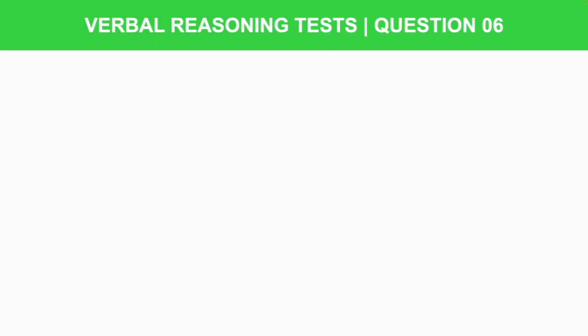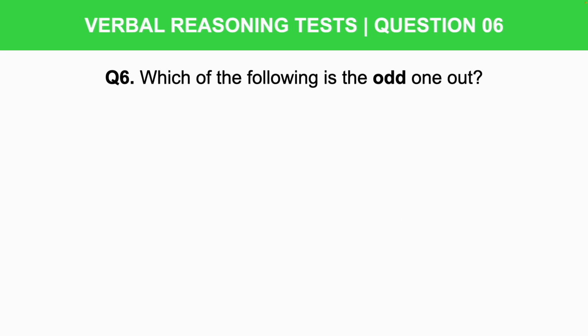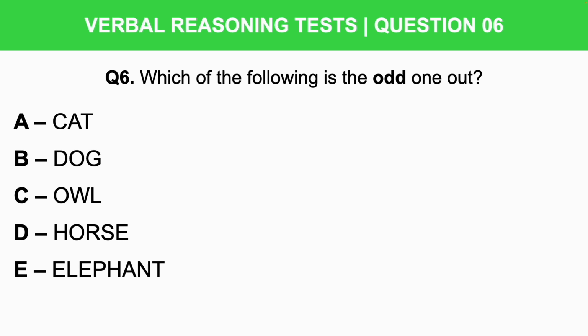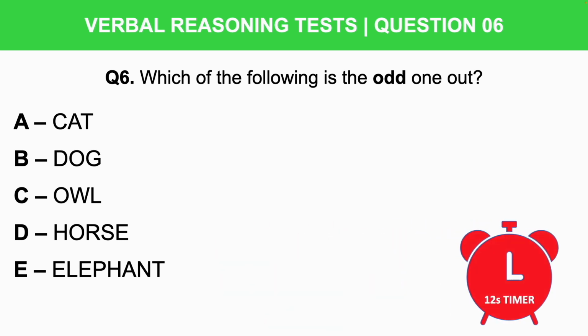Let's take a look at another question. Question 6. Again, which of the following is the odd one out? Is it A, cat, B, dog, C, owl, D, horse, or E, elephant? Your 12-second timer starts now.